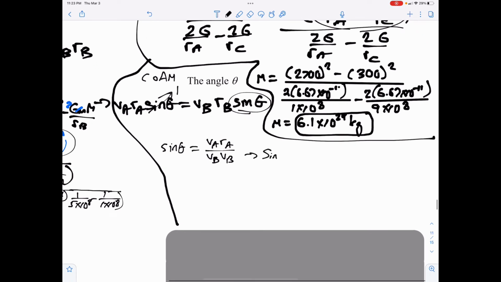Okay, so sine of theta is equal to VA, which is 2700 times 1 times 10 to the 8, over VB, which is 900, we just figured this out, times RB, which was 5 times 10 to the 8.